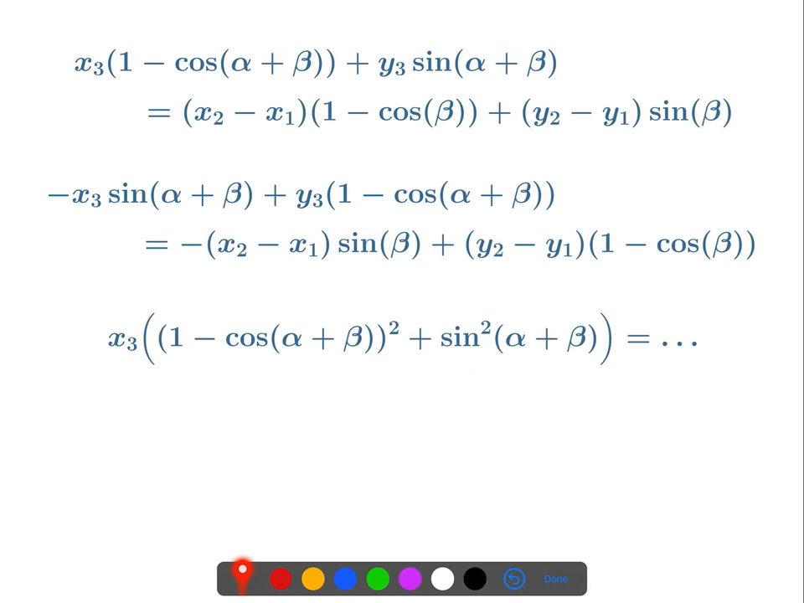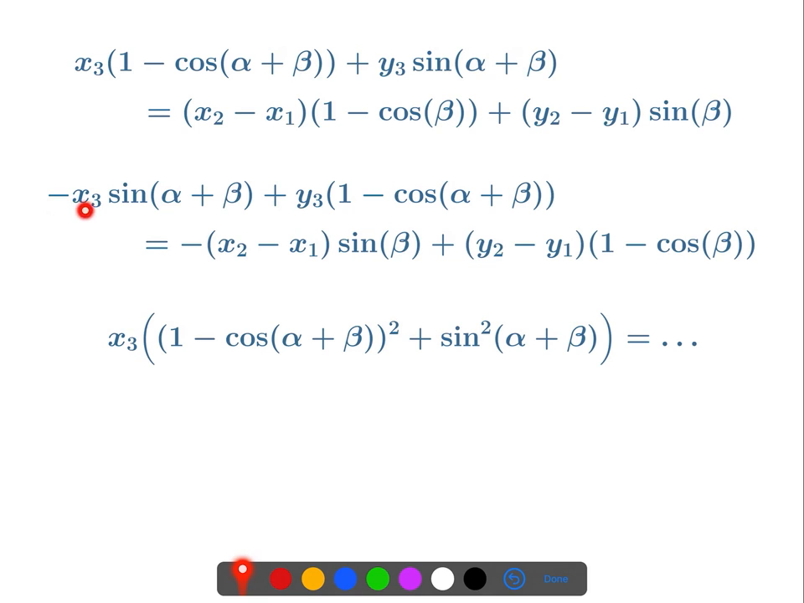So where is that coming from again? Just one more time. I've multiplied both sides of this equation by 1 minus cosine of alpha plus beta, and both sides of this equation by sine of alpha plus beta. And that gets rid of these two terms when I subtract, because they'll be the same, and I'll end up with x3 times 1 minus cosine of alpha plus beta squared.